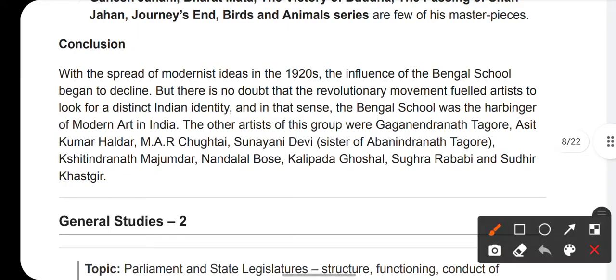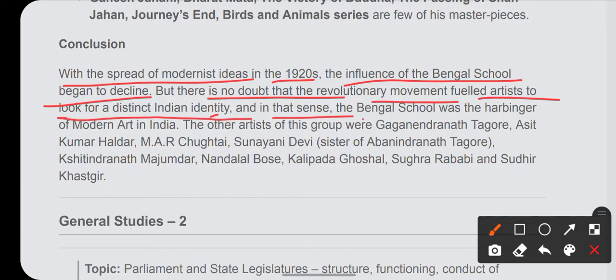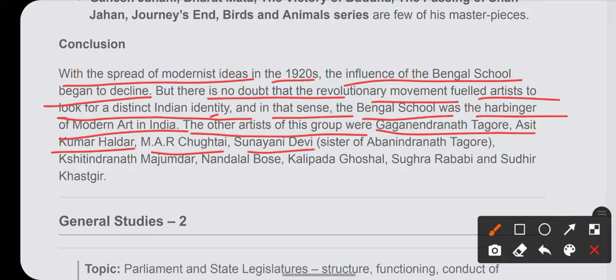Conclusion. With the spread of modernist ideas in the 1920s, the influence of the Bengal school began to decline. But there is no doubt that the revolutionary movement fueled artists to look for a distinct Indian identity, and in that sense, the Bengal school was the harbinger of modern art in India. The other artists of this group were Gaganendranath Tagore, Asit Kumar Haldar, M.A.R. Chughtai, Sunayani Devi, sister of Abanindranath Tagore, Kshitindranath Majumdar, Nandlal Bose, Kalipada Ghoshal, Sughra Rababi and Sudhir Khastgir.